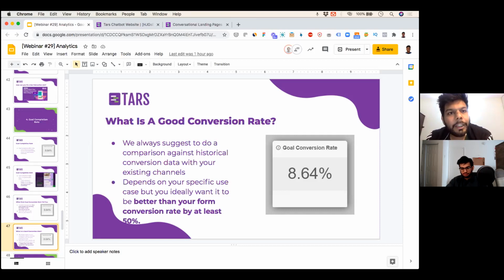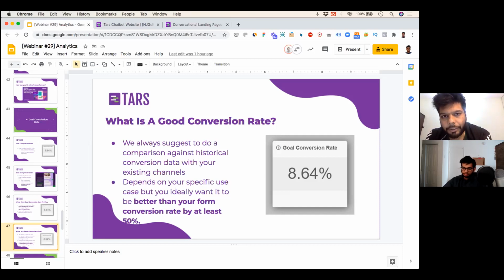A very good way to look at conversion rate is to look at historical data, because what you're really doing is you were using something else earlier, say a form or a landing page, and now you start using a chatbot. So compare the historical conversion rate data with the data you have collected now using the chatbot. If you were getting, say, a 10% conversion rate using a landing page or a form, can you use a chatbot and make that number 15%? That's almost a 50% increase compared to your existing conversion rate.